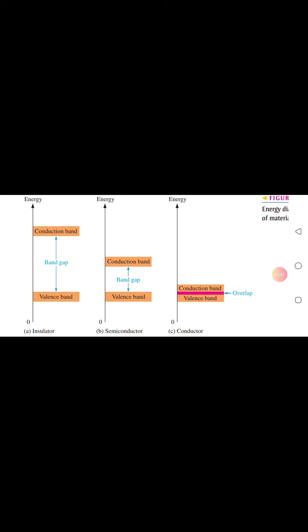Now I am starting the topic. You can see on the shared screen there are three band energy diagrams of insulator, semiconductor and conductor.